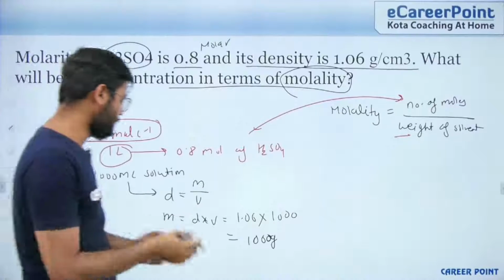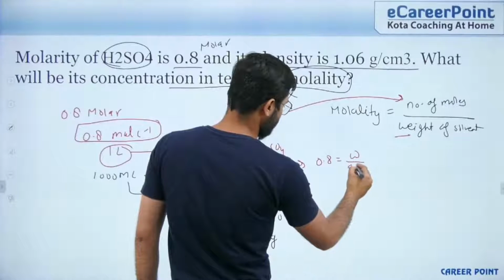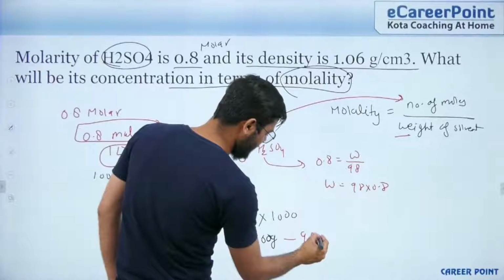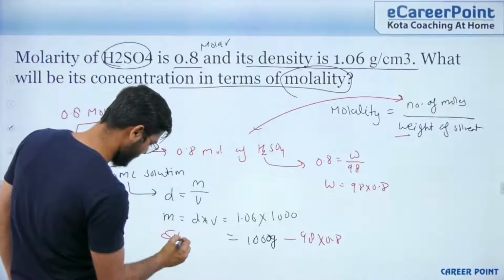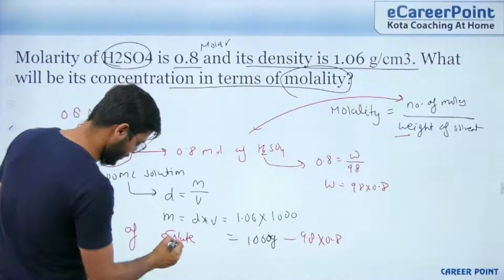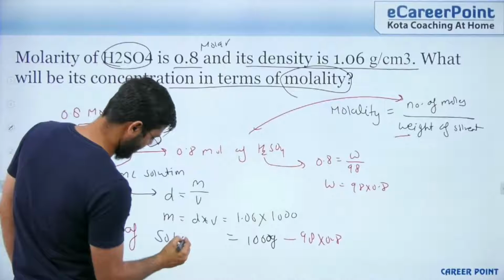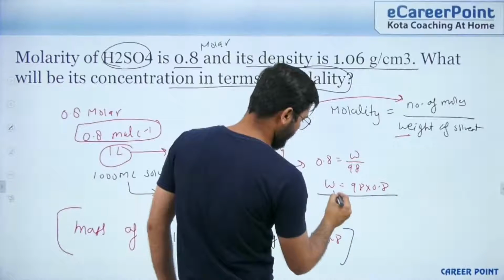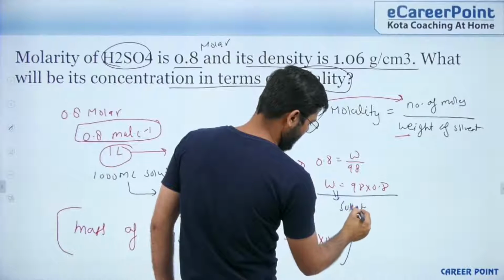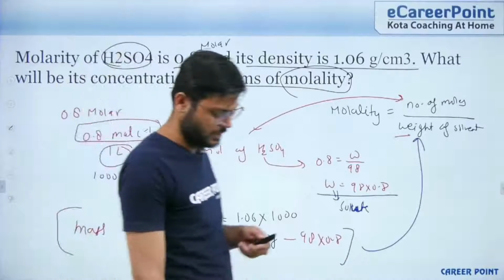Now what you can do is just subtract the solute mass. It is 0.8 mole, weight upon molecular weight, where molecular weight is 98. So the weight is 98 into 0.8. Just subtract this 98 into 0.8, which is the mass of solute, from the total mass, and that gives the mass of solvent. Now put this value here, and you will get the final molality of the solution.